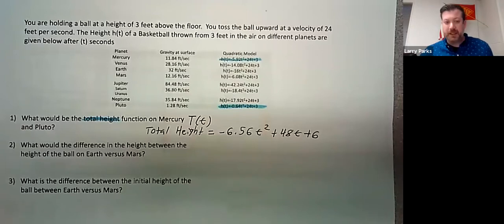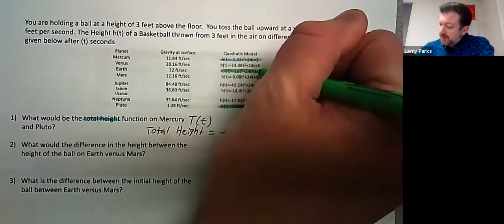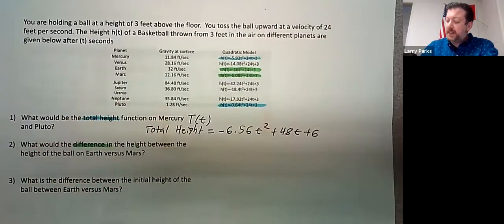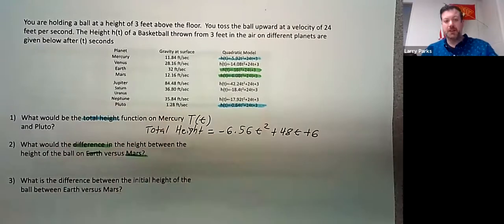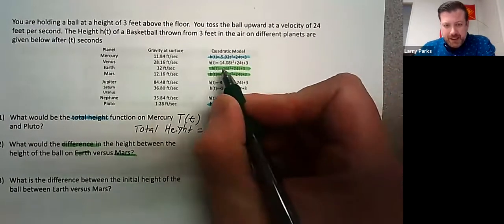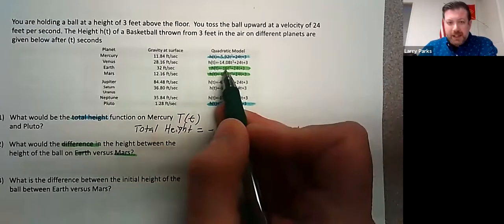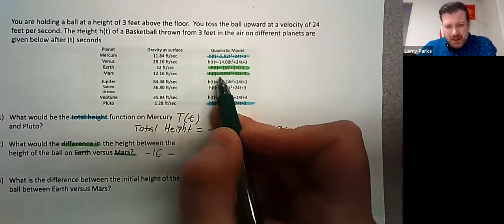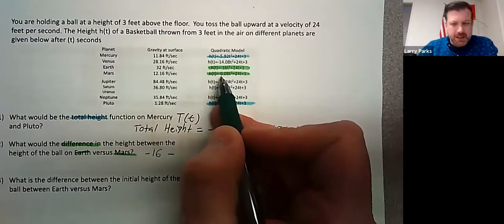All right, what would be the difference in the height between the height of the ball on Earth versus Mars? Well, here's Earth. Here's Mars. Keyword difference. So they want me to take Earth minus Mars. All right, so a lot of it's easy, but let's see, that's negative 16 minus negative 6.08.